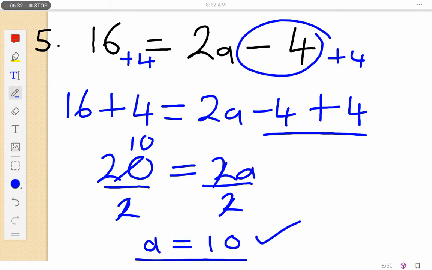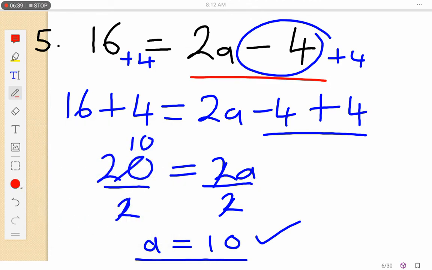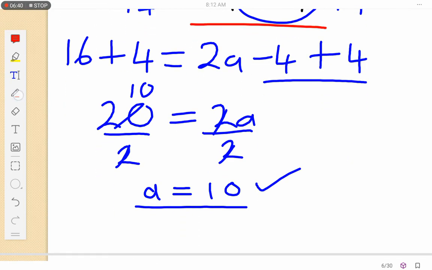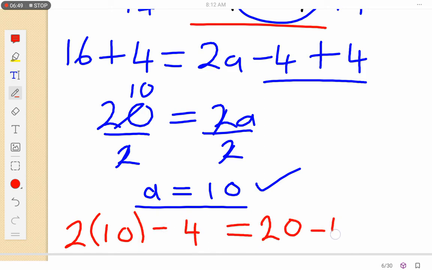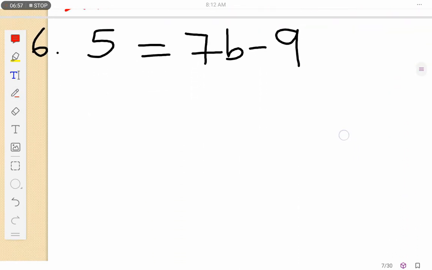So I can substitute my a into this equation here. Let's substitute. I'll have 2 times a, which is 10, then minus 4. This is the same as 20 minus 4, we get a 16, which is this 16 that we have this side. So it is balanced. Let's have another example. This is the last one.